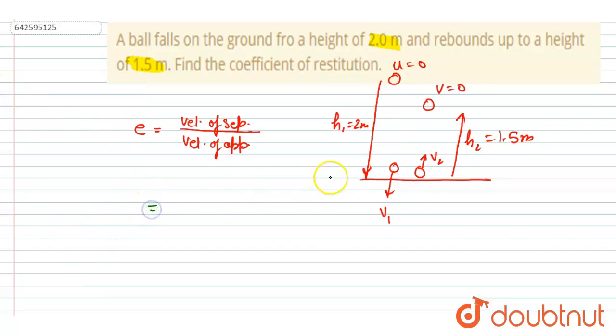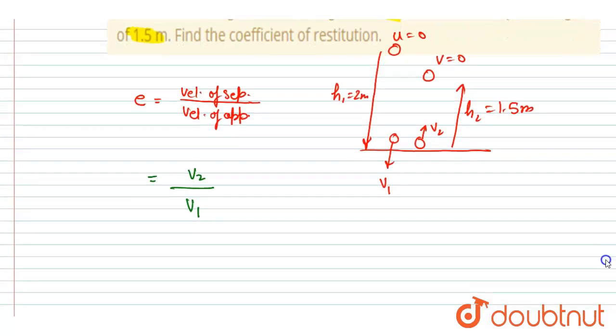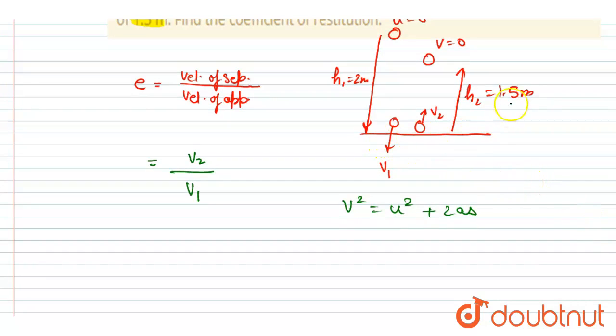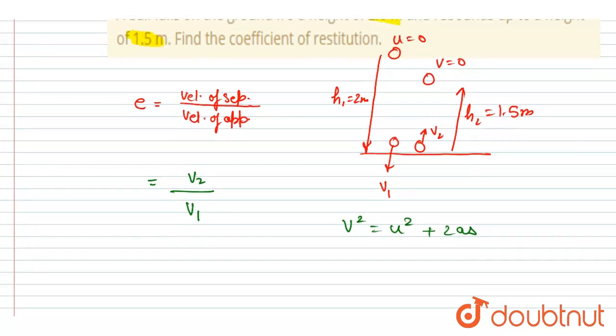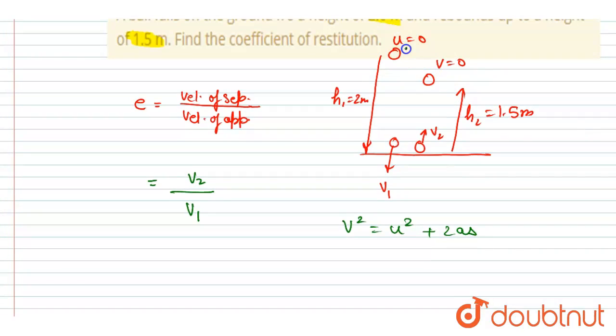So if you see in the diagram, after the collision the particle is separating from the ground with a velocity v2, and before the collision the velocity of approach is v1. So we want the ratio of v2 by v1. So let's calculate v2 by v1. To calculate v2 and v1, we will use the third equation of motion, v squared is equal to u squared plus 2as. So we will take upward as positive.